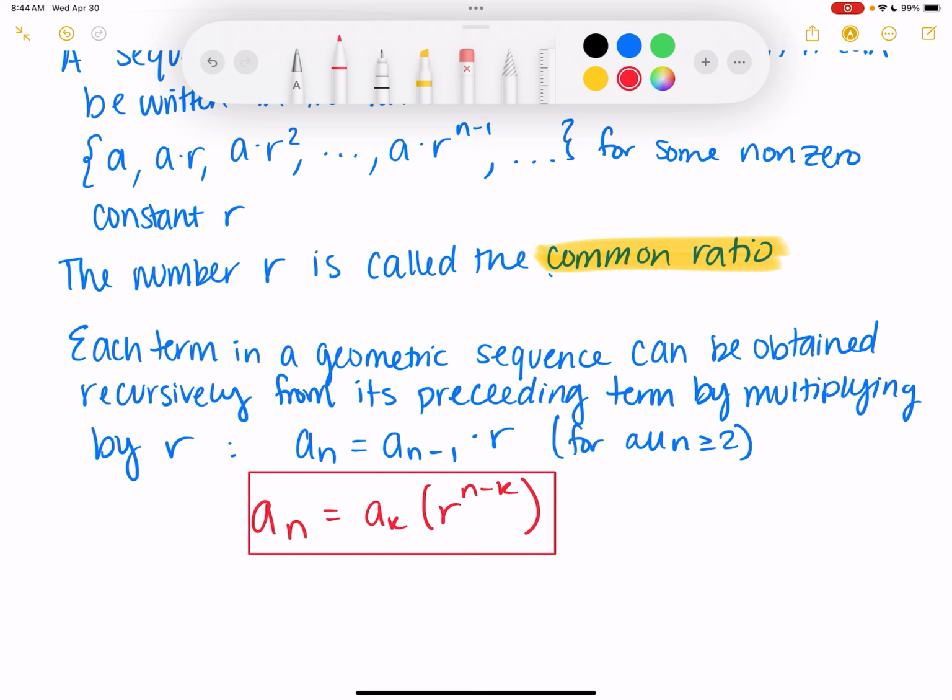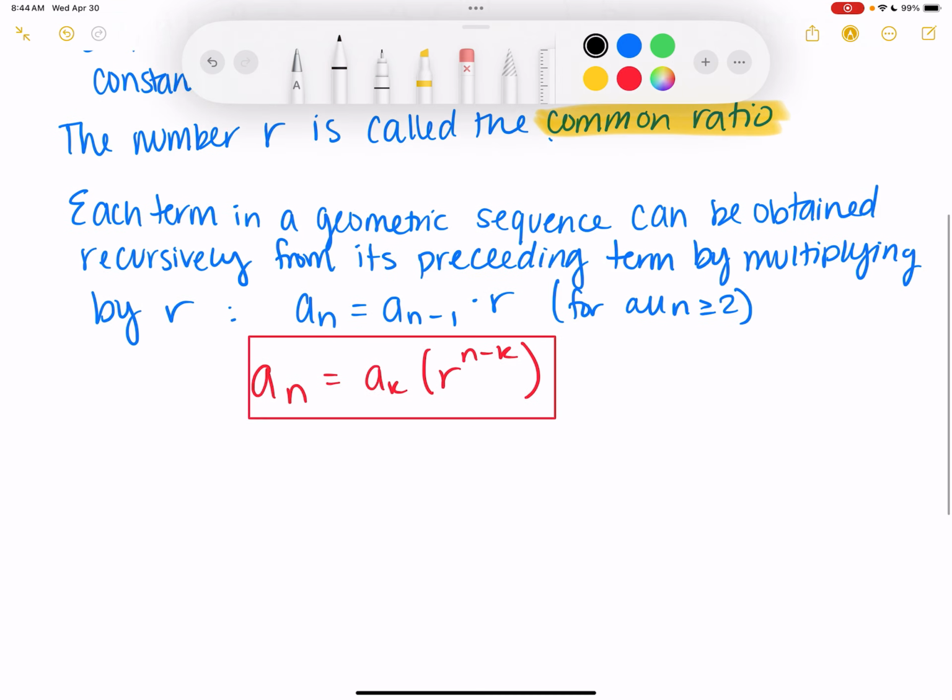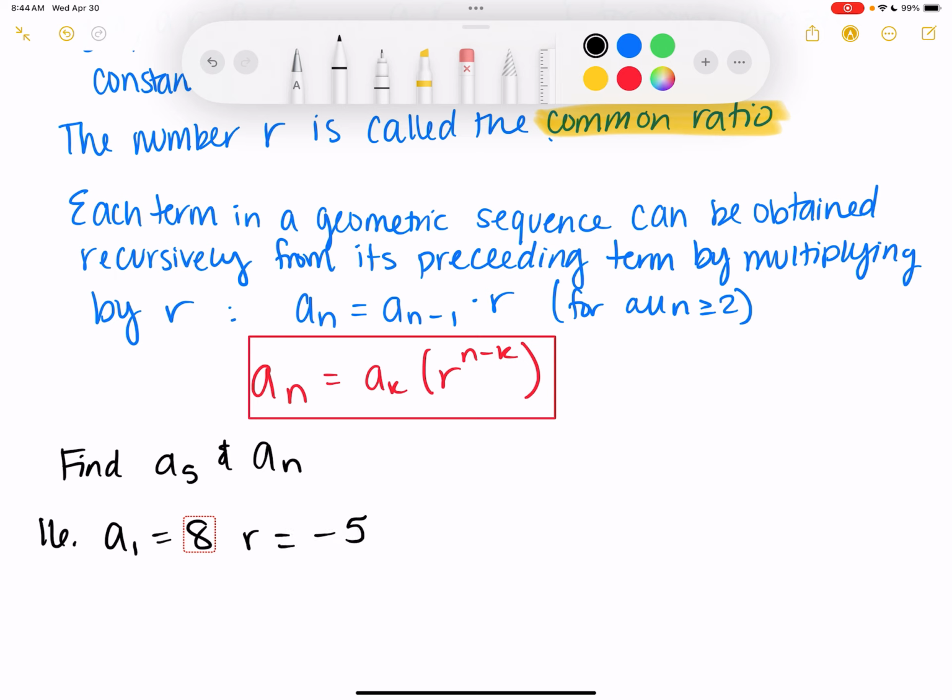All right, these ones say to determine a sub 5 and a sub n. So we're finding a sub 5 and a sub n for these following problems. So with 16, they give us a sub 1 is equal to 8 and r is equal to -5.